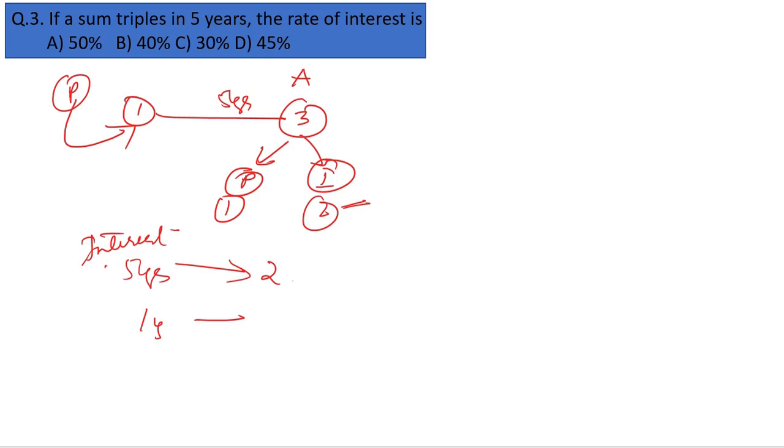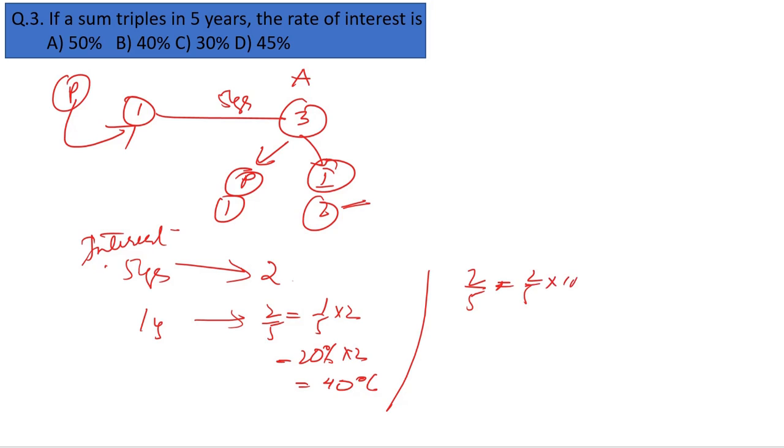Then for 1 year we will have 2 by 5, that is 1 by 5 into 2. We know that 1 by 5 is 20%, into 2, that is 40%. Or you can say 2 by 5 into 100% is equal to 40%. Either way you can do it. The answer is option B.